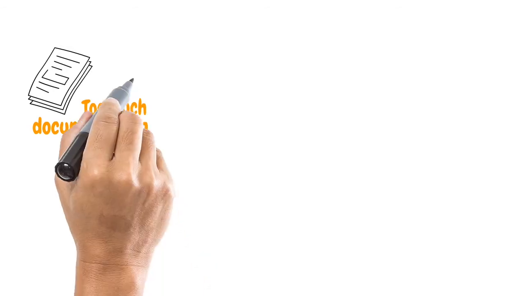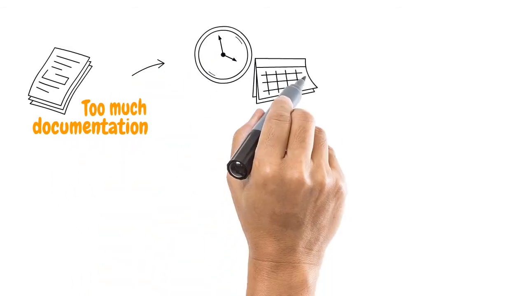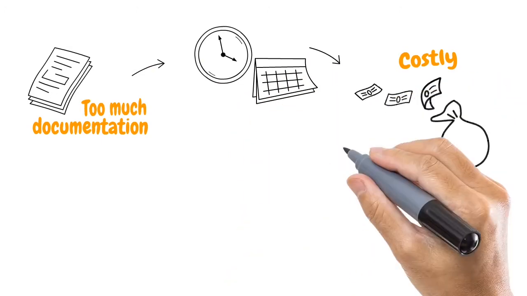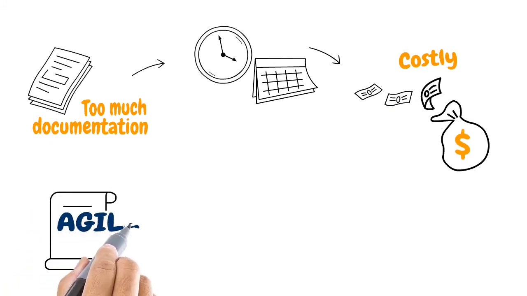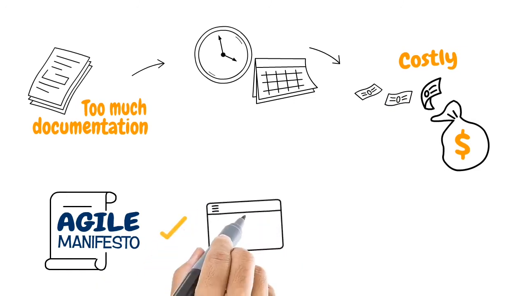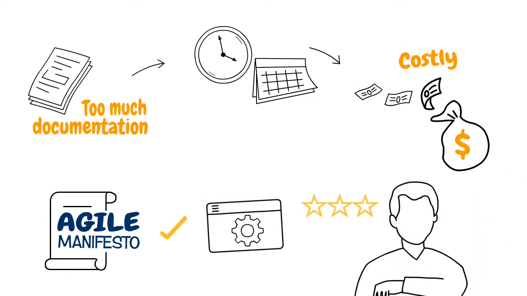Too much documentation also delays the project, which later becomes an opportunity cost for the business. Because of all these drawbacks, the Agile Manifesto favors working software over comprehensive documents. Instead of wasting a lot of time creating lengthy documents and then taking feedback based on those documents, we should take the feedback based on working software.